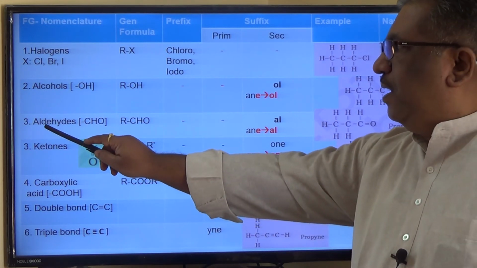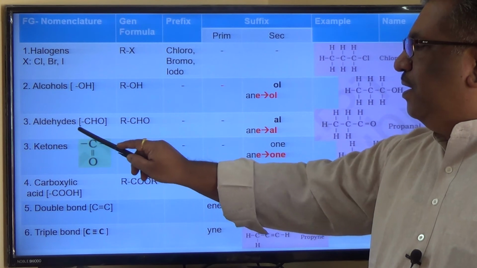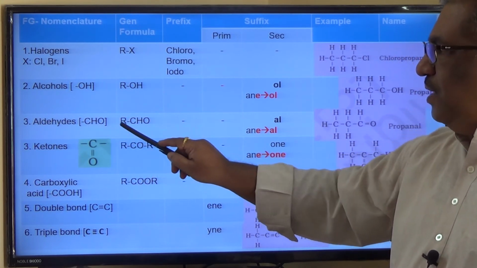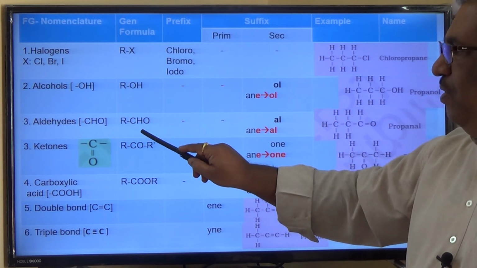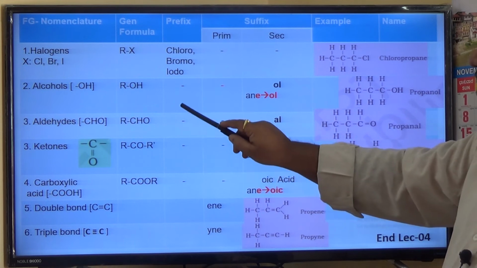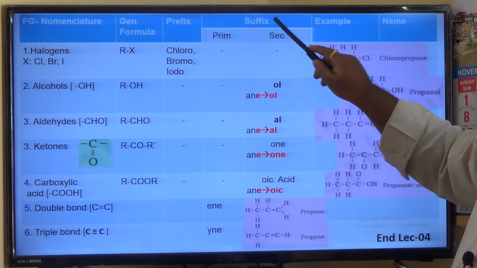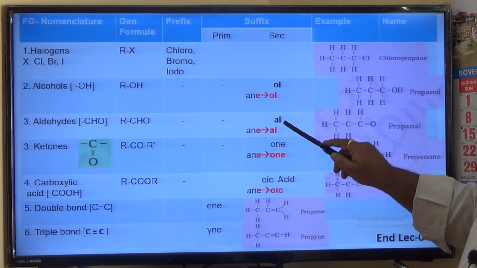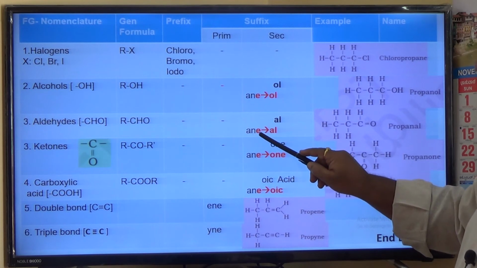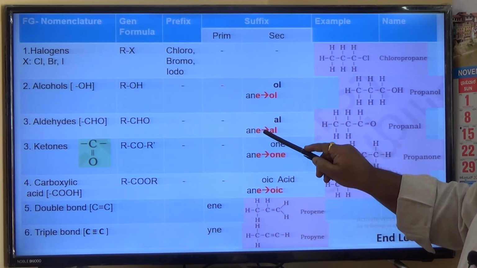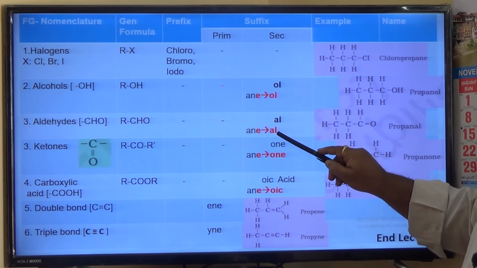Third group, aldehydes. Representation, bond CHO. General formula RCHO. R is an alkyl group. And what is the secondary suffix that comes? AL. Where do you change? The last letter E out of this ane is to be replaced with AL.